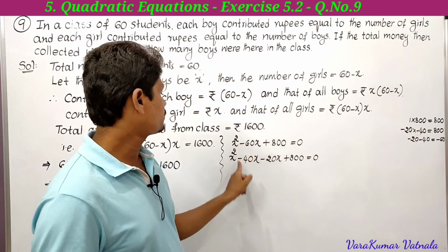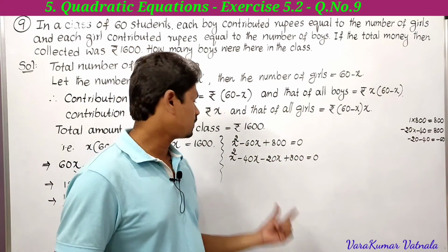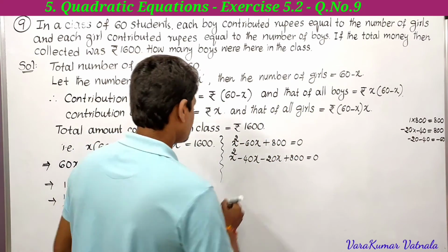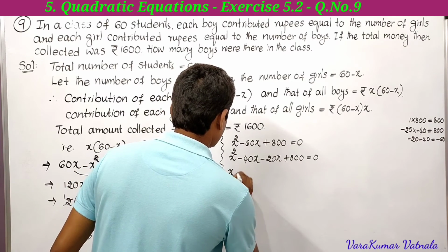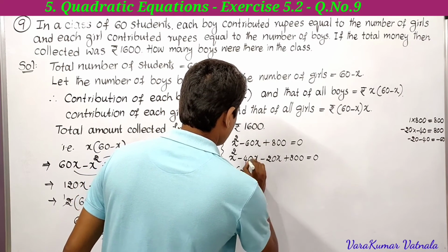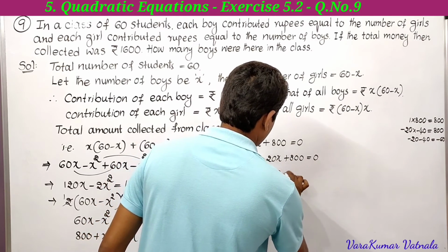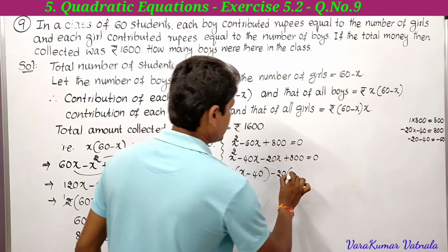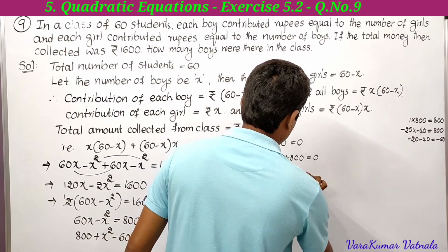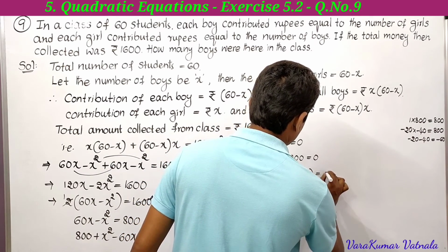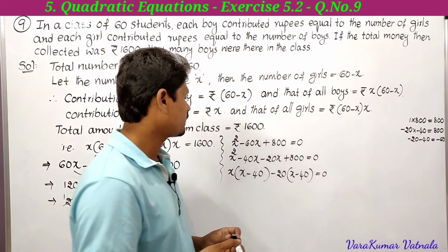So write x square as usual and 800 as usual. In the first two terms x is common. If we take x as common, here x, here minus 40 is there. In the last two terms minus 20 is common. So here x, again here minus 40, is equal to 0. Again if you multiply you can get the above step.